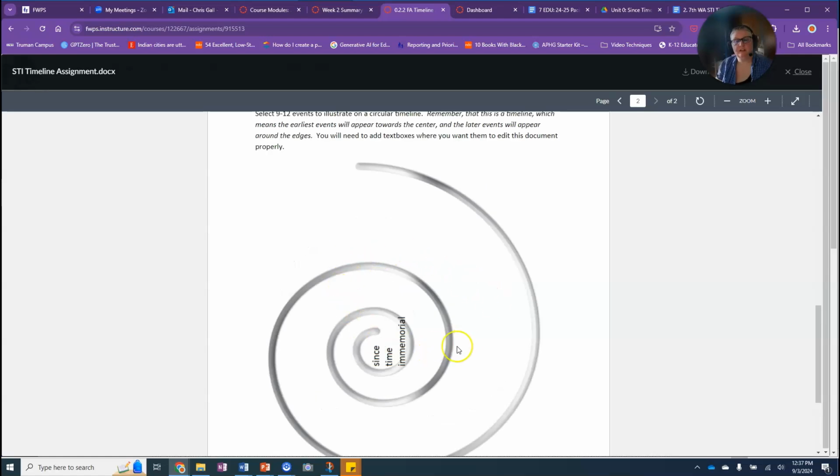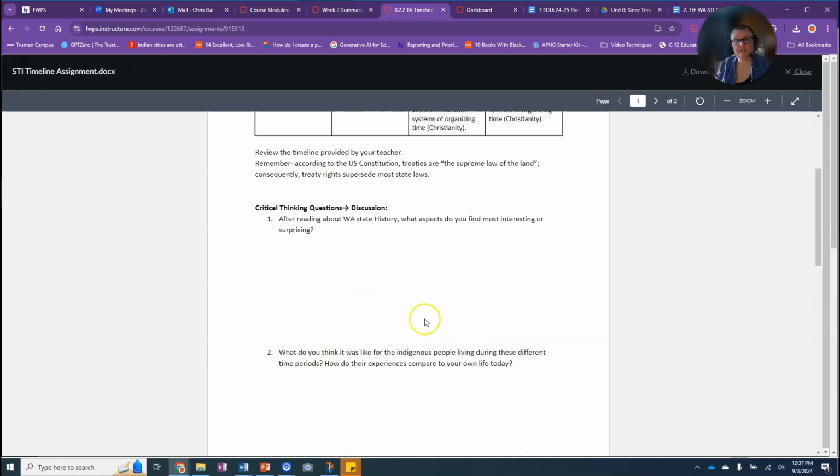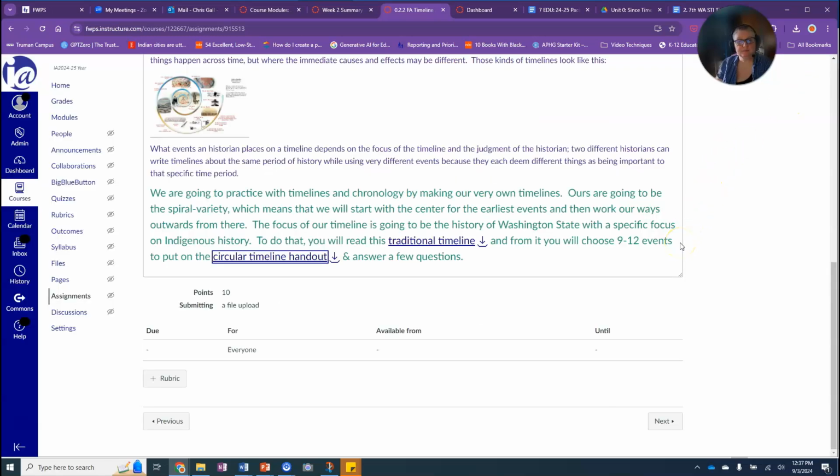Here's our circular timeline. You're going to need to use text boxes, by the way, to edit this, just so you know, because the actual timeline piece is a picture. And then you're going to answer a couple of questions. It'll just kind of get you thinking, which is really the purpose: to explore timelines, to explore chronology, and to introduce a little bit about Indigenous history. That circular timeline handout is what you're going to upload to this assignment to get credit.